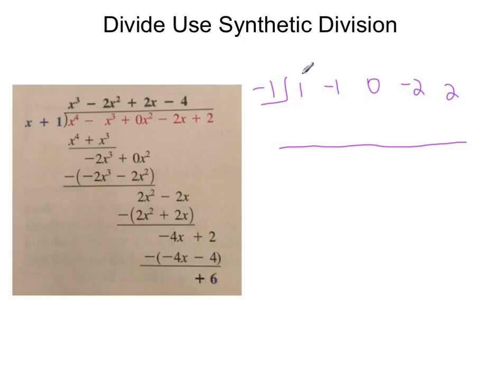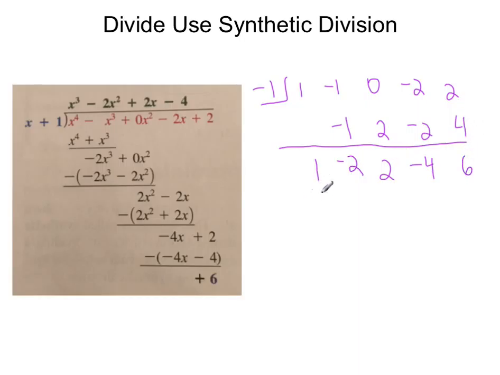So the first thing that you're going to do is you're just going to bring down this 1. Then you multiply the 1 by what's here, 1 times -1, and that is -1. You put it here, and then you add straight down. It's going to give me -2. Then I'm going to multiply my -2 by my -1. That's going to go here. That's +2. I'm going to add straight down. That gives me 2. Multiply the 2 and the -1. That's -2. Again, add straight down. -4. Multiply the -4 by the -1, and that is 4. And add straight down, and that is 6.